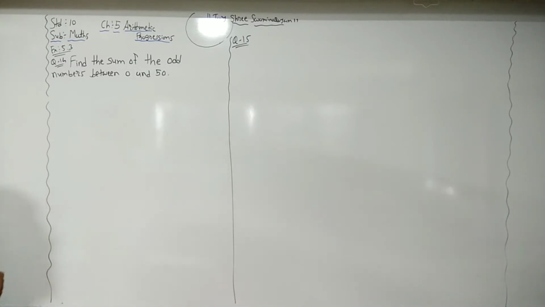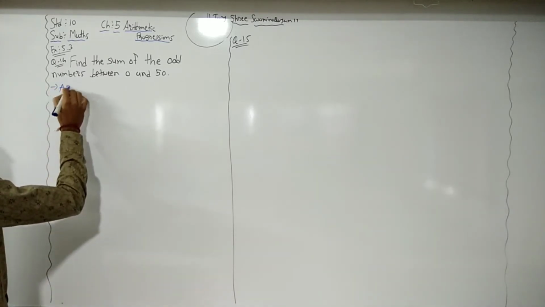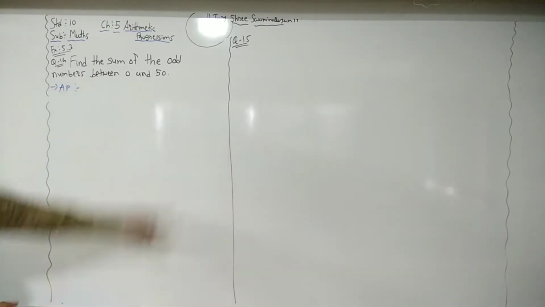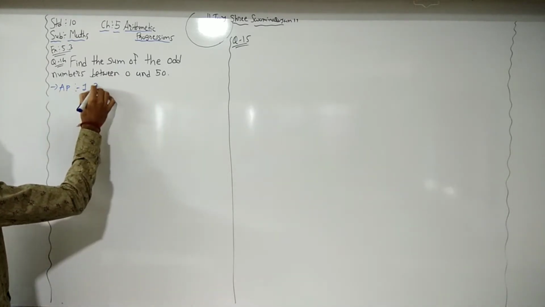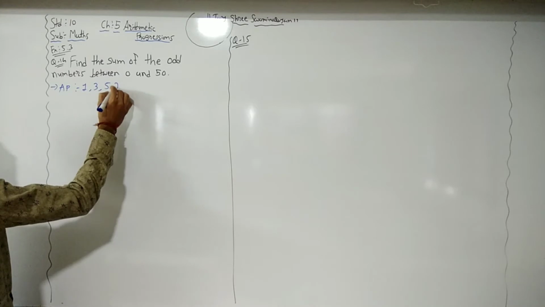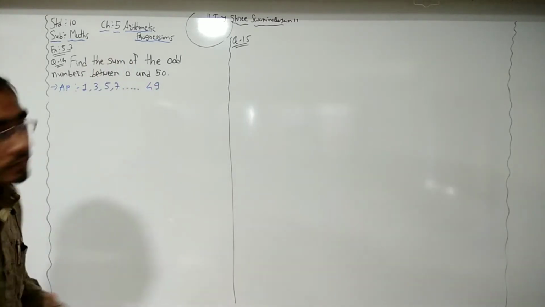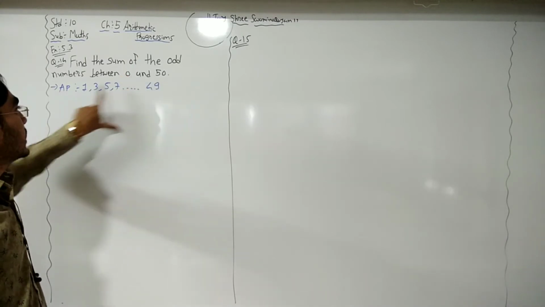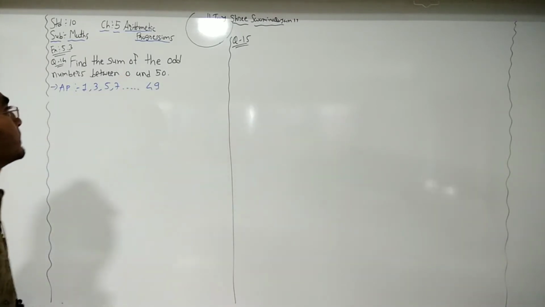So first of all we need to generate the AP. Write down the AP: odd numbers between 0 and 50. The odd numbers are 1, 3, 5, 7, up to the last odd number, which is 49.